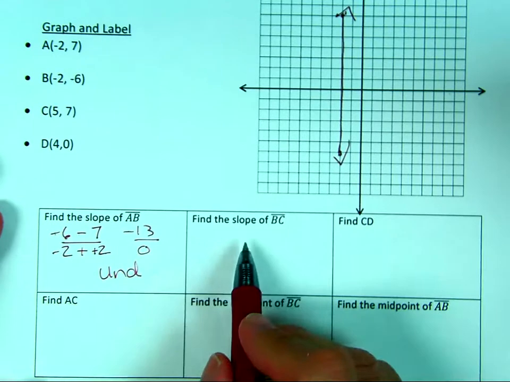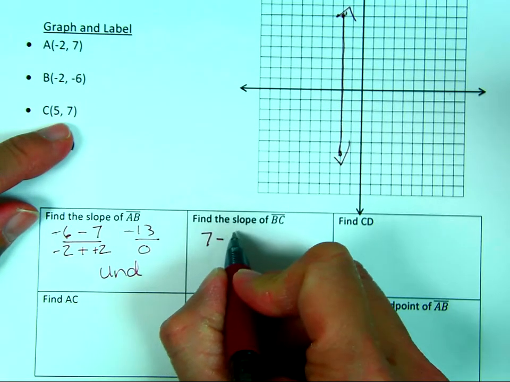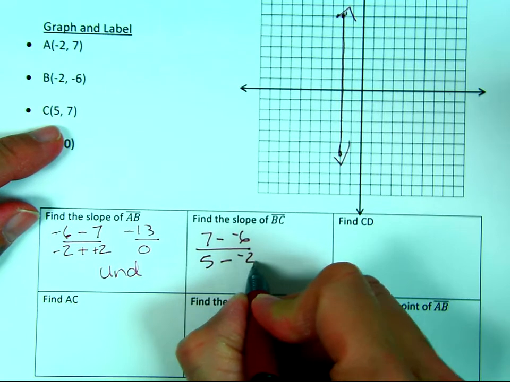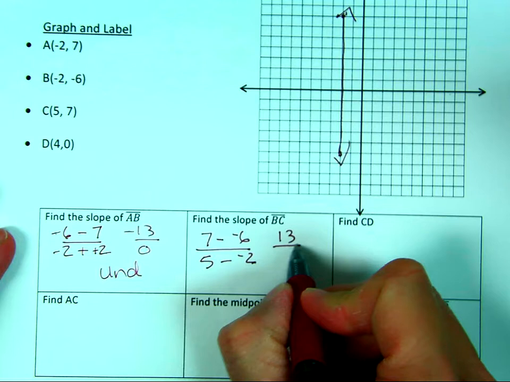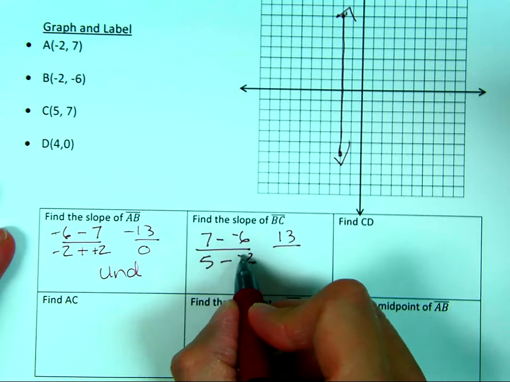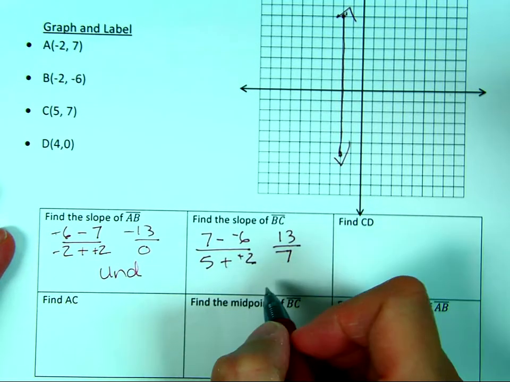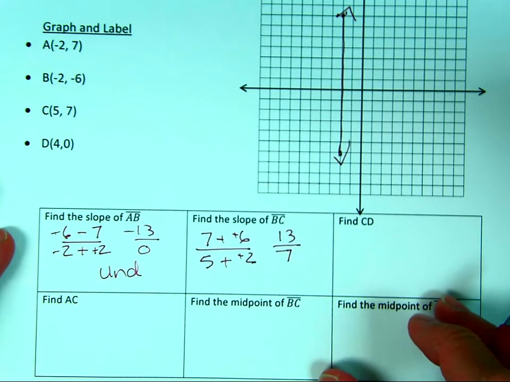Now we're going to find the slope of BC. Okay, here's our B and our C. So we get 7 minus a negative 6 over 5 minus a negative 2. 7 minus negative 6 is positive 13. 5 minus a negative 2 is 7. Because remember, when you subtract a negative, it's the same thing as adding a positive. So my slope is 13/7.